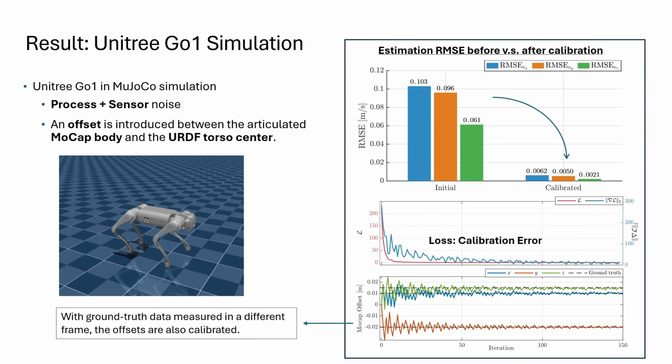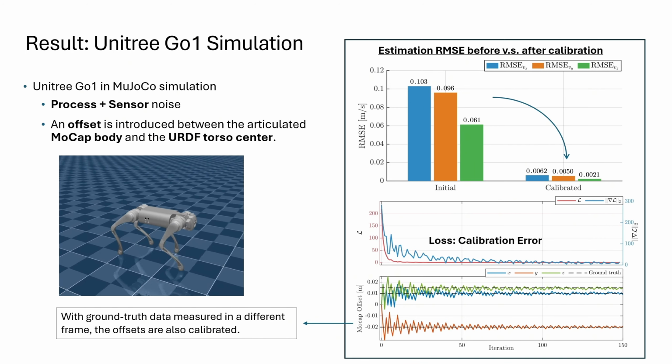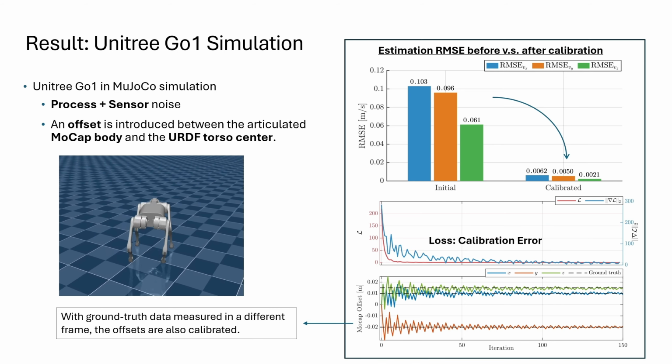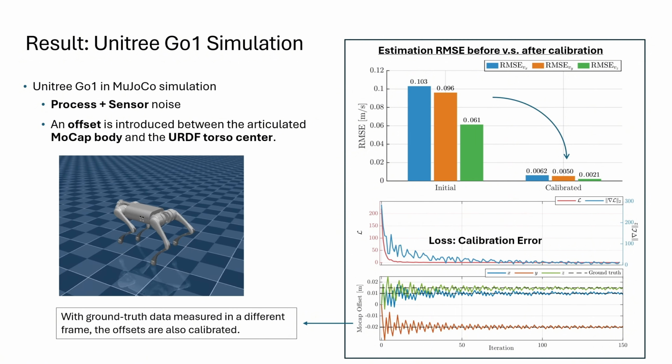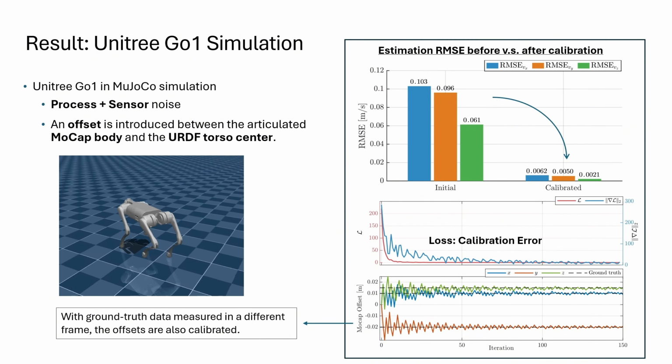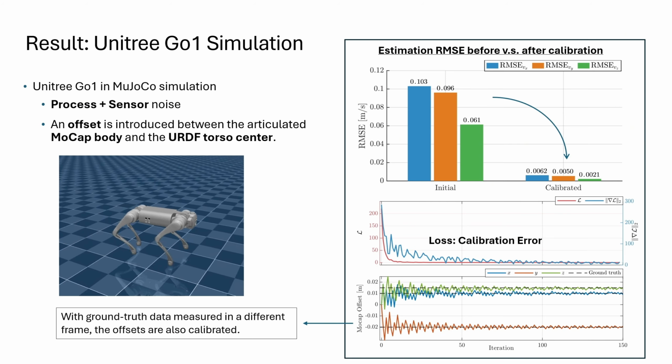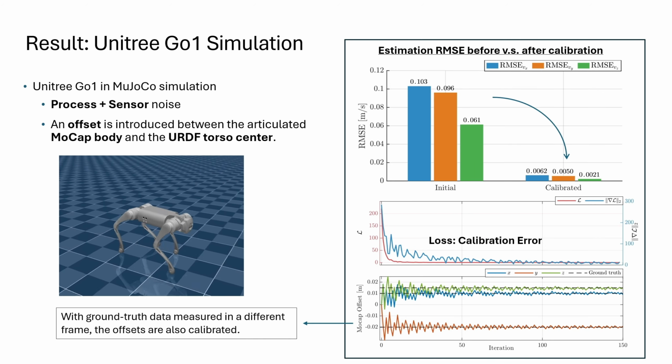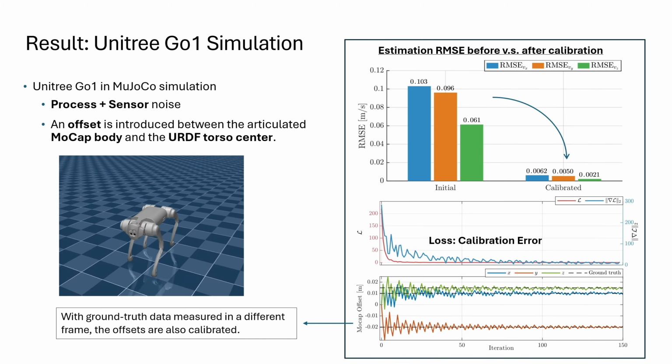We see the same pattern on Unitree Go1 in MuJoCo. Despite process and sensor noise and an injected mocap to URDF torso offset, the calibration converges, recovers the frame offset, and significantly reduces the velocity RMSE.